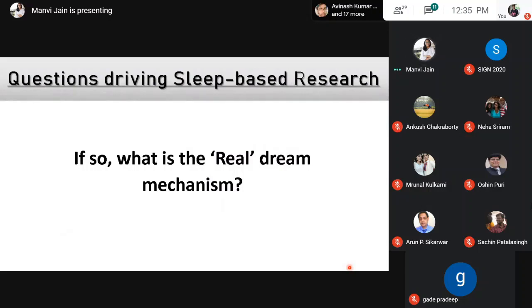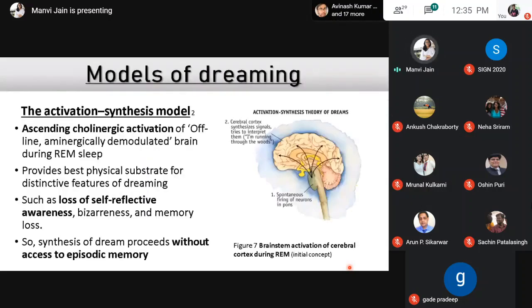What is the real dream mechanism, the brain-based mechanism? The old model of dreaming was based on the cholinergic and aminergic system, which is also known as the activation synthesis model. It says that suddenly acetylcholine goes up, and an aminergically demodulated brain during REM sleep can be observed. So yes, it is obvious. We just talked about that.